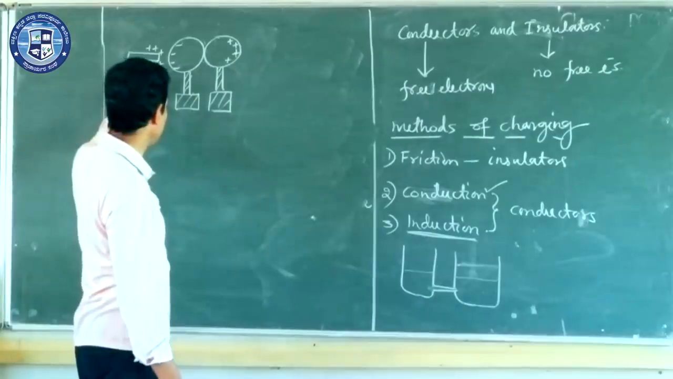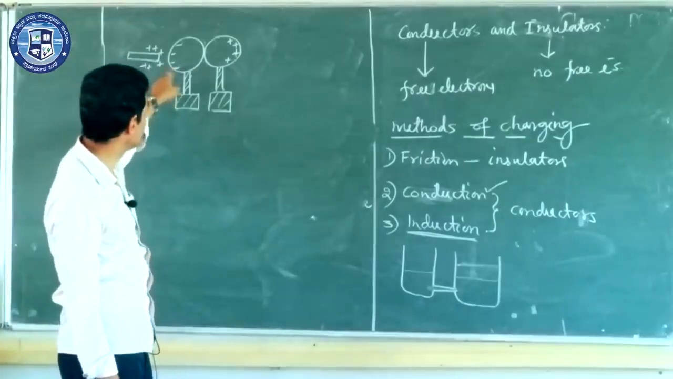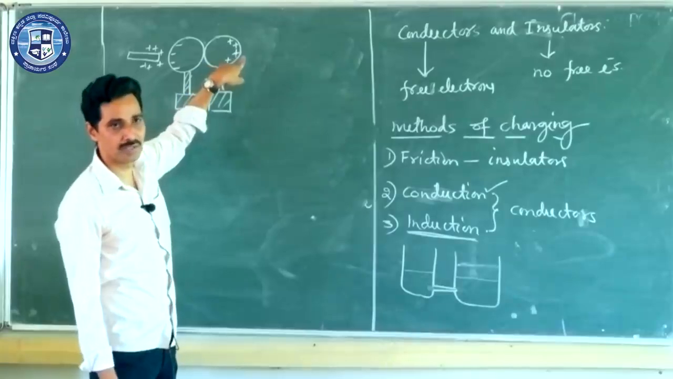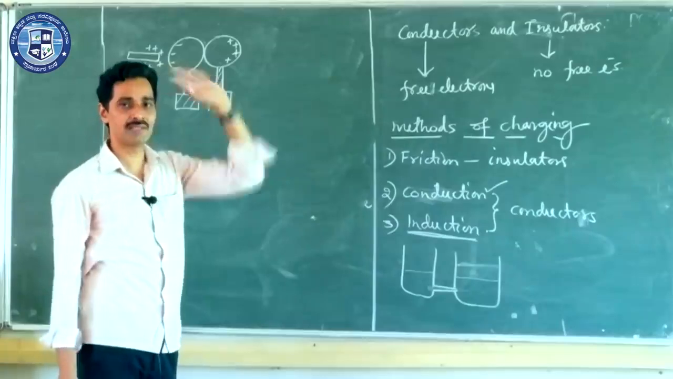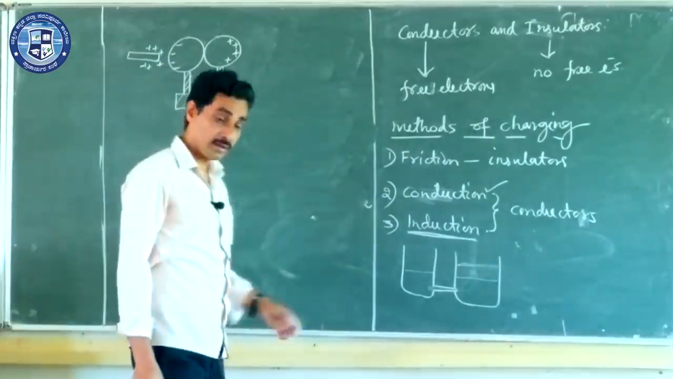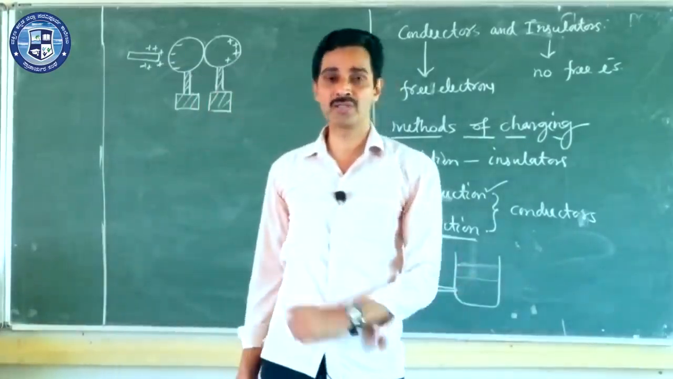This is a positively charged body. The nearer end is induced with the negative charge. The farther end is induced with a positive charge. Or the nearer end with the opposite charge, the farther end with the same type of charge. Now, sir, is the process over? No, the process is not over.